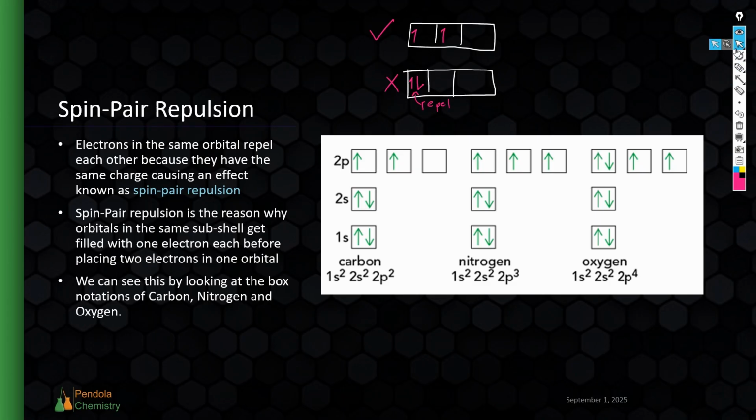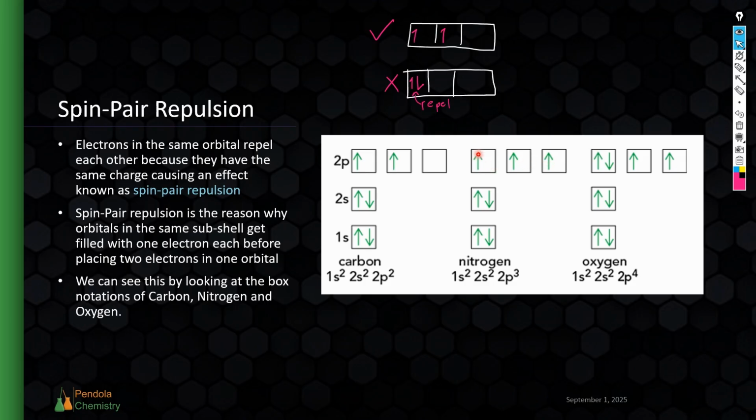So if we look at the electron configurations for carbon, for example, that's why in the p sublevel for carbon, we have the 2 electrons, and this is just a vertical version of the box notation instead of horizontal. We have the 2 electrons in the p sublevel in different orbitals, because if they were in the same orbital, they would repel each other. It would create spin pair repulsion. Nitrogen, same thing. The 3 electrons in the 2p sublevel are in the 3 individual orbitals in the 2p.